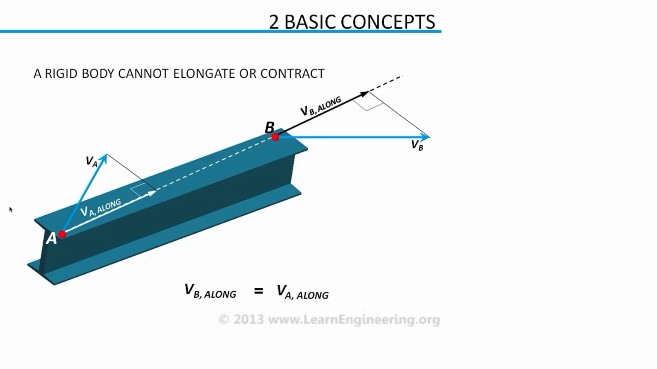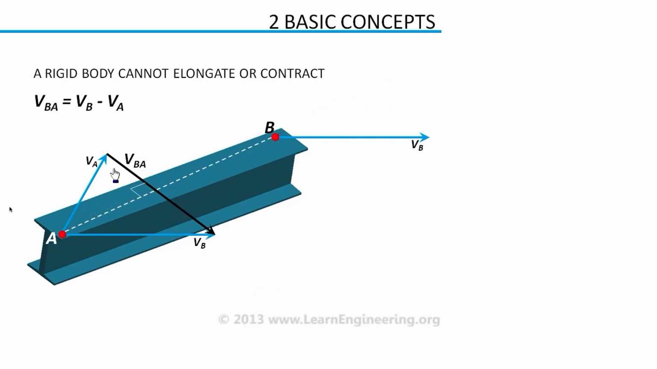This means, if we subtract velocity of A from velocity of B, the relative velocity vector will have no component parallel to the connecting line. It will get cancelled. So relative velocity vector will be perpendicular to the connecting line. In short, concept 1 can be simplified as relative velocity between any 2 points in a rigid body should be perpendicular to the line connecting them.